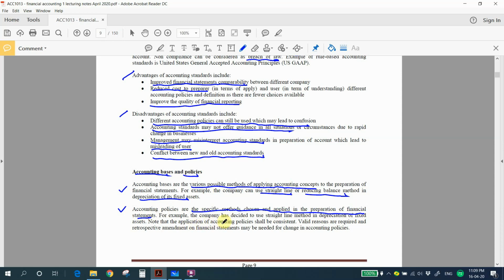Note that the application of accounting policy shall be consistently applied. Valid reasons are required, and retrospective amendment of financial statements may be needed for changes in accounting policy. So we use a simple diagram to explain accounting base and policy.